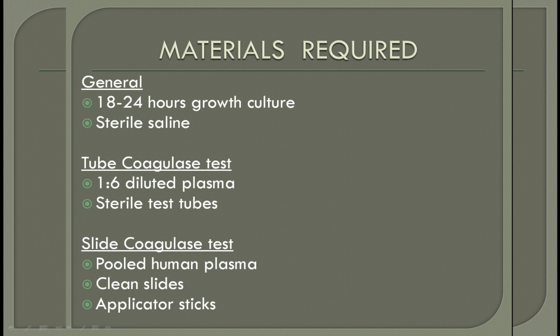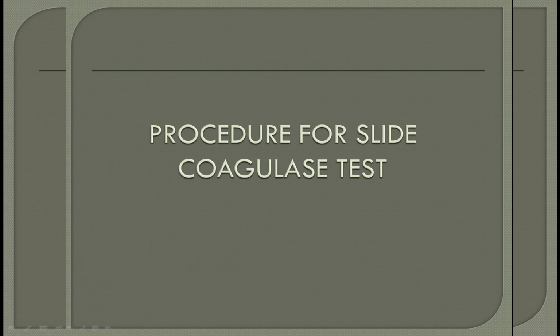Obviously, you will need clean slides and you will need applicator sticks. What are applicator sticks meant for? They are meant for taking a small sample from the growth culture of the bacteria and emulsifying that with the plasma. Okay, we will see how the entire procedure happens. Everything will be crystal clear. Now let's jump into the procedure for the slide coagulase test. Let's get on with the slide coagulase test first.